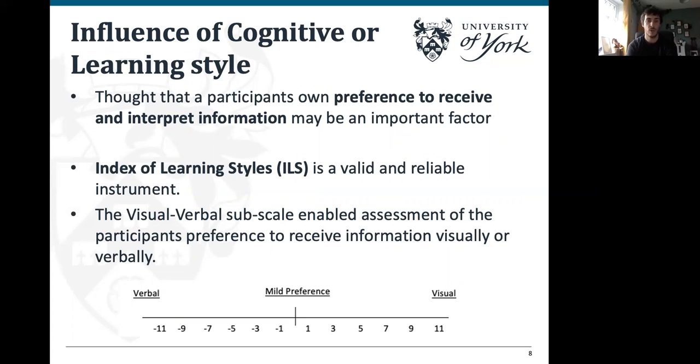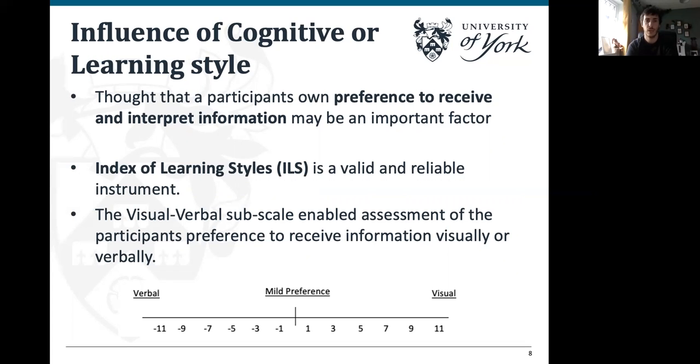Alongside differences between comparison mode, we also felt that the participants' own cognitive or learning style may be an important factor in their performance of a key fingerprint verification. I thought that the preference to receive or interpret information is something that we want to measure. There are examples of this in modern day life. For example, my partner much prefers to listen to an audiobook when she wants to listen to a story, where I much prefer to read a physical book, and there are many other examples.